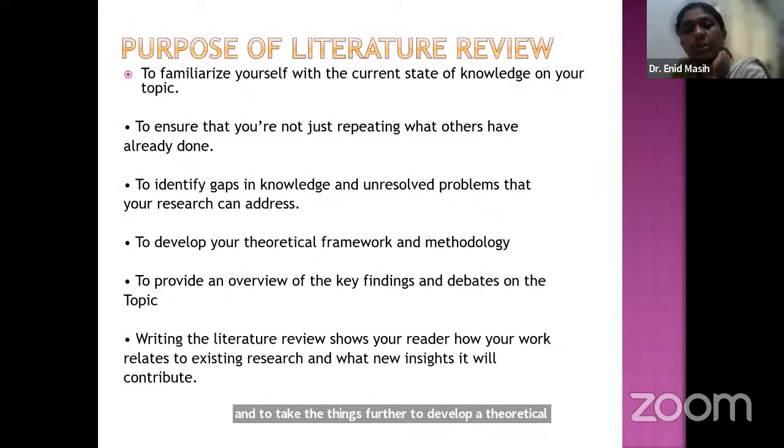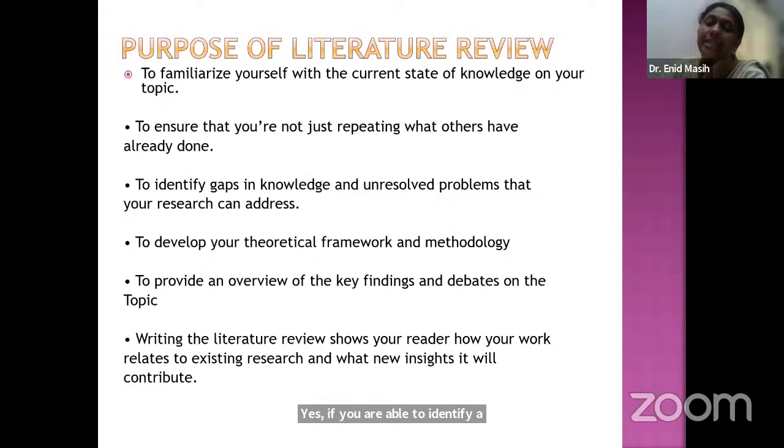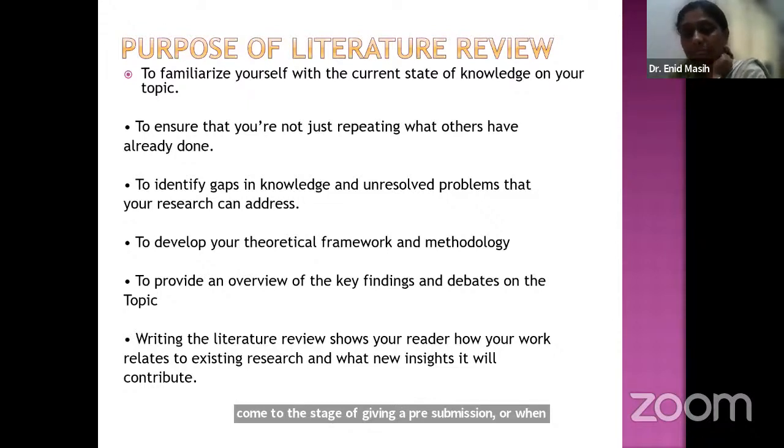Yes, if you are able to identify a proper gap, then definitely your methodology can be developed. Sometimes it happens that we frame our hypothesis and our objectives, and then later, when we come to the stage of giving a pre-submission, or sending our paper to a publisher, many times we get feedback that your hypothesis, your objectives, your topic, and your literature review are not coinciding with each other.